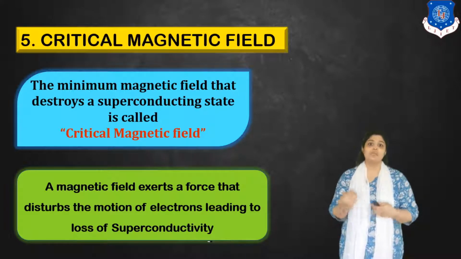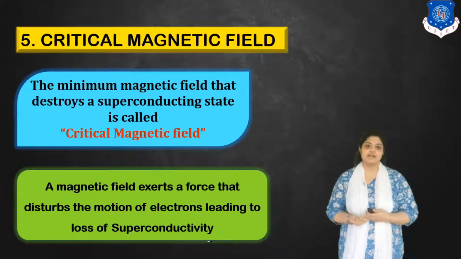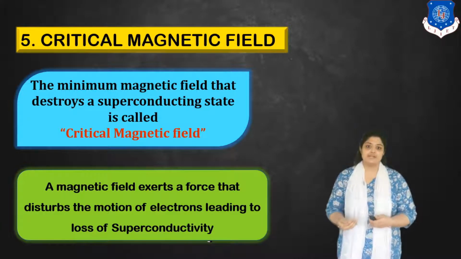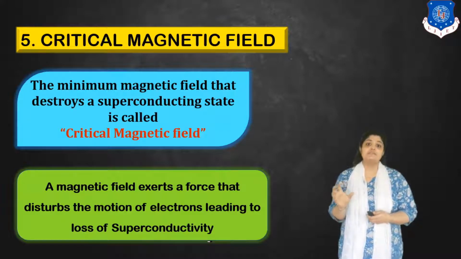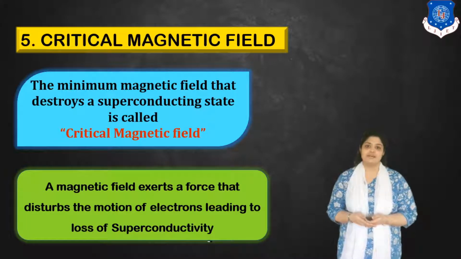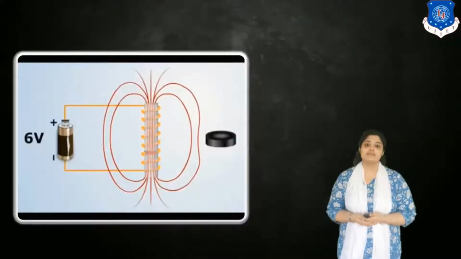When you apply a magnetic field to any superconductor, there is an external force acting on the electrons, which disturbs their coordinated motion, and that leads to the loss of superconductivity. Let's see how exactly a superconductor behaves in response to a magnetic field.